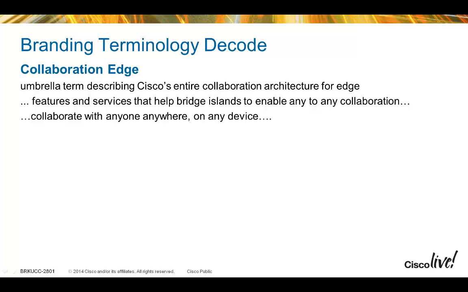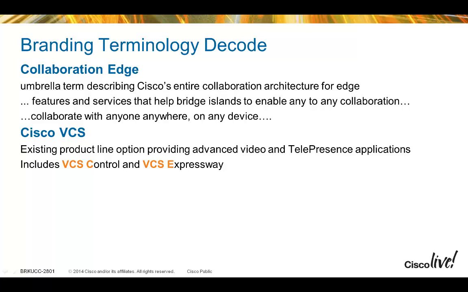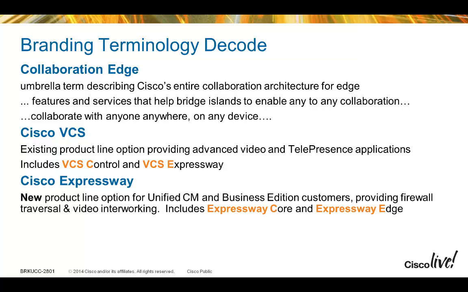All right, so let's go through the branding terminology. It's always a branding failure, unfortunately, when you have to explain the terminology. But so Collab Edge, it's the marketing umbrella term, right? It has evolved. We use Collab Edge as an SRV record, but really now today, this is the umbrella term enabling any-to-any collaboration. VCS, we have a VCS-C for control. We have a VCS-E for Expressway. We've carried that C and E forward.